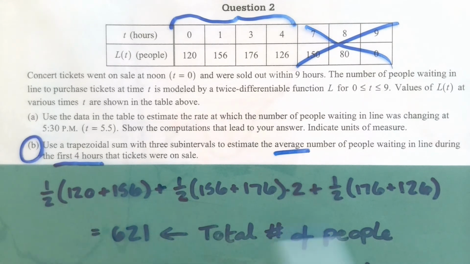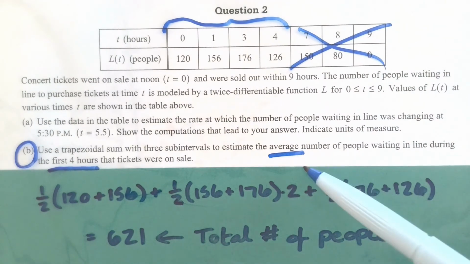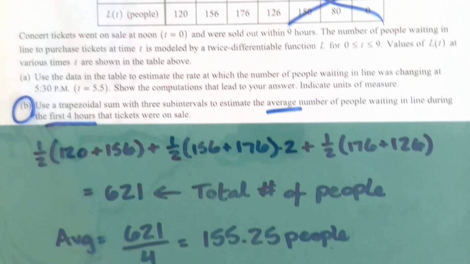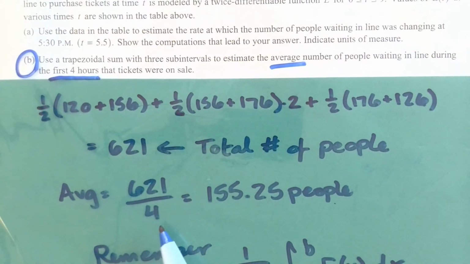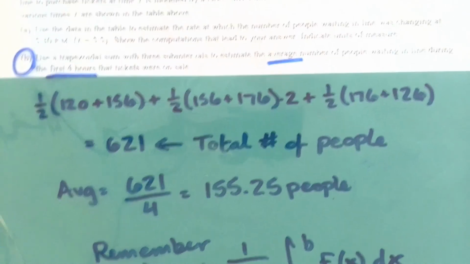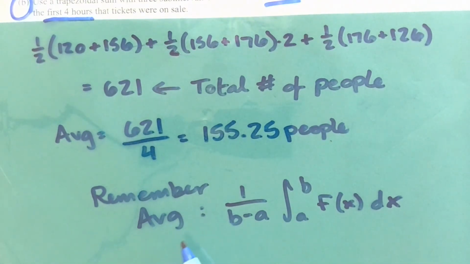So for our trapezoidal sum, both the first trapezoid and the last trapezoid have a height of 1, so I didn't write that in. But then our middle trapezoid has a height of 2, so make sure that you've got that difference in there. The total should be 621, and that's the number of people that line up from 0 to 4 hours. But because we're looking for the average number of people waiting in line over that interval, we want to go ahead and divide by 4, which is just the length of the interval that we're looking at. Just like when we would find the average value of a function, and we would divide by the length of that interval of the integral of that function.